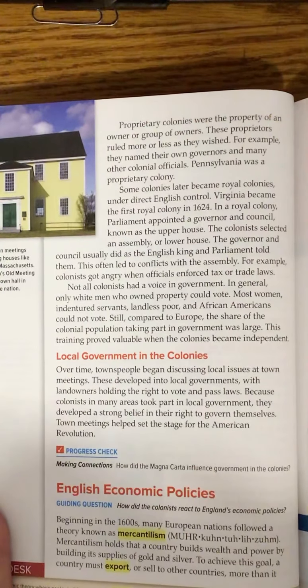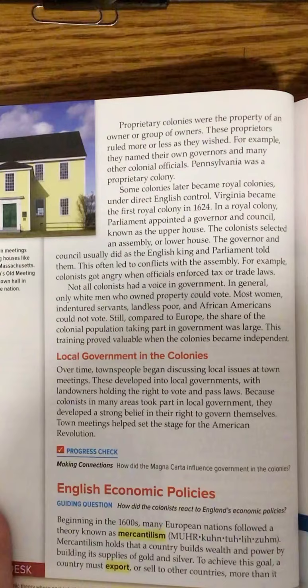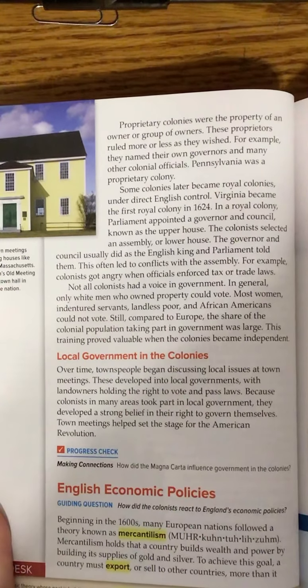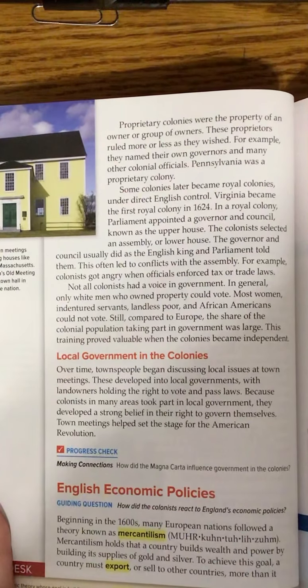Progress check. Making connections. How did the Magna Carta influence government in the colonies? English economic policies. Guiding question: How did the colonists react to England's economic policies?